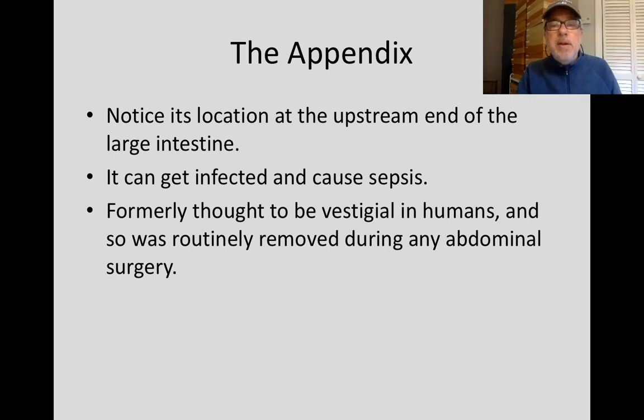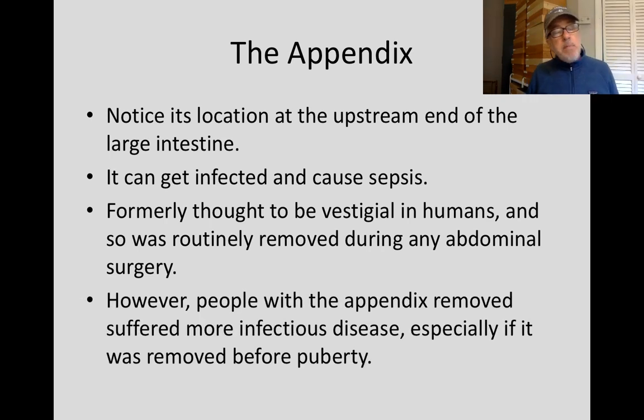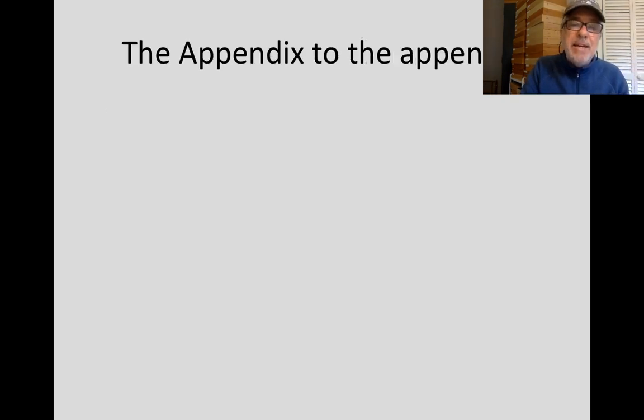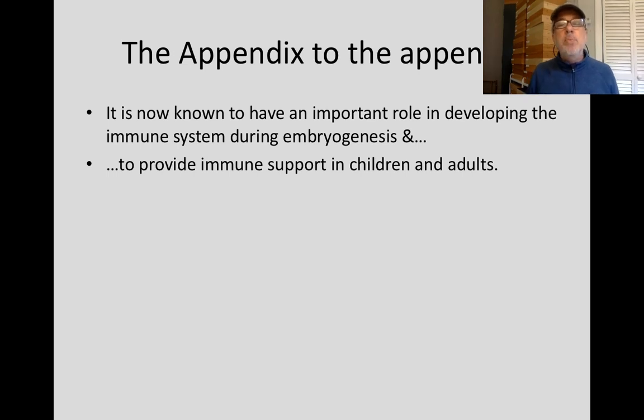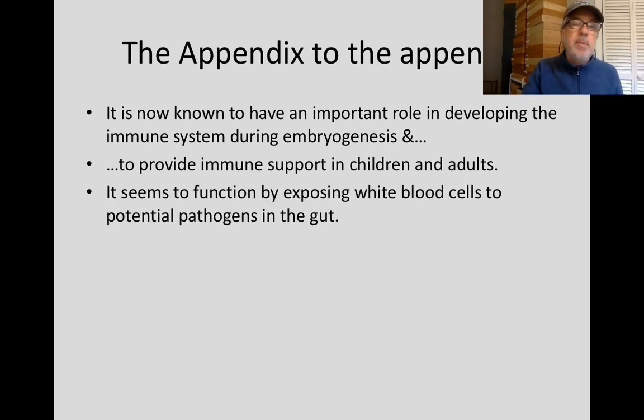It was formerly thought to be a vestigial organ in humans, so it was routinely removed during any abdominal surgery. However, people with the appendix removed suffered more infectious disease if it was removed before puberty. So we now know that the appendix plays a role in developing the immune system during embryogenesis and before puberty, and provides immune support in children and adults. It seems to function by exposing white blood cells to potential pathogens that are in the gut. And this is an education camp for white blood cells to know what to look for in terms of pathogens.